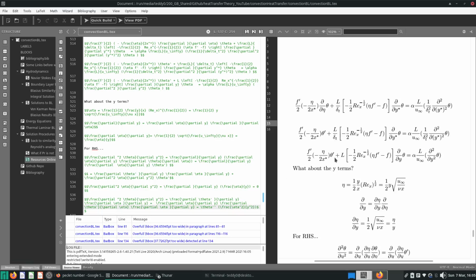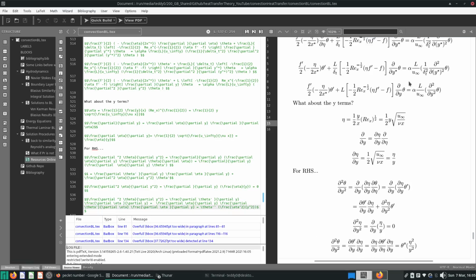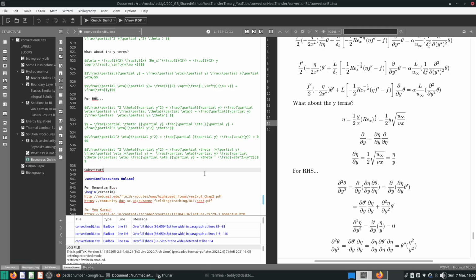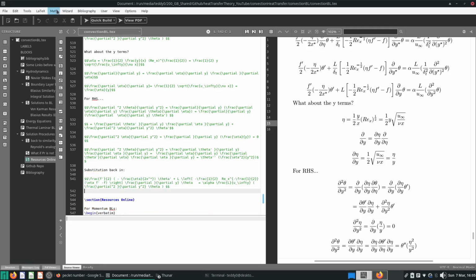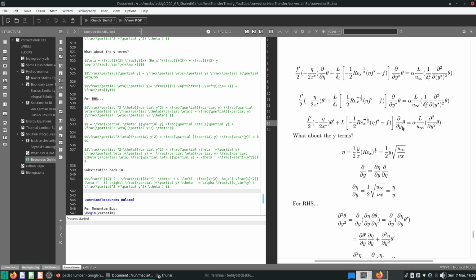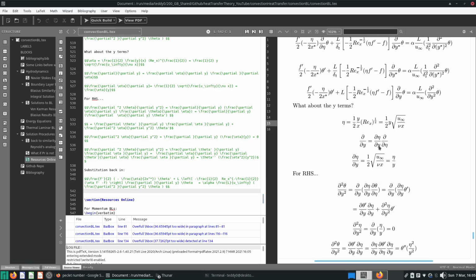And what about this term? This term here is just partial theta partial y. Partial theta partial y is also pretty simple. We see that if we substitute theta in here, you just have eta over y over here. So let's just substitute all of these in. Substitution back in. Alright, let's substitute this back in. Partial theta partial y will become eta over y, because partial eta partial y is actually just eta over y.